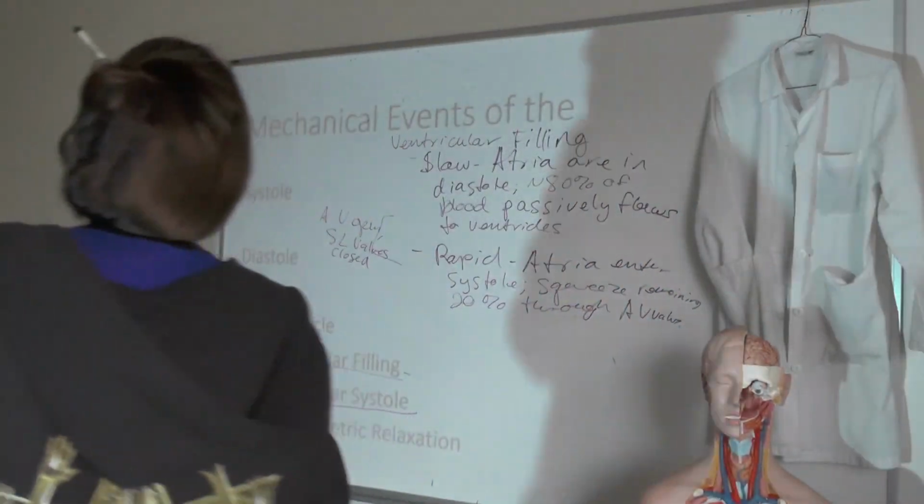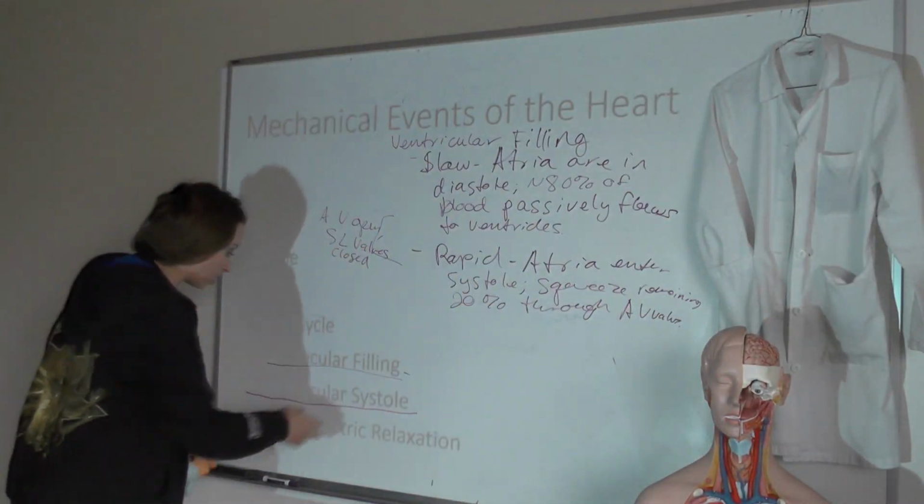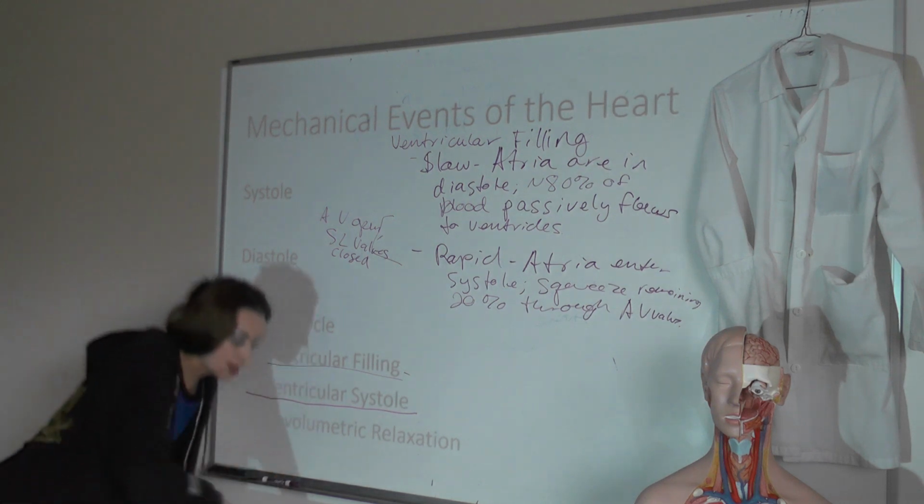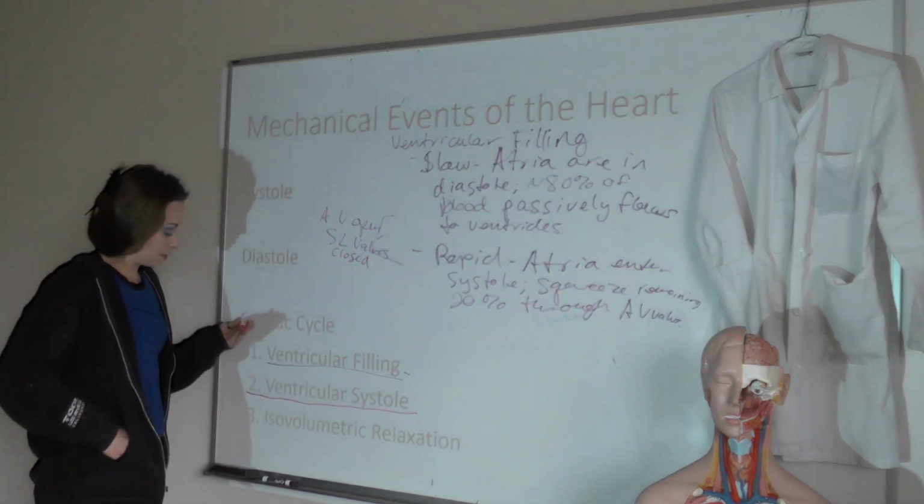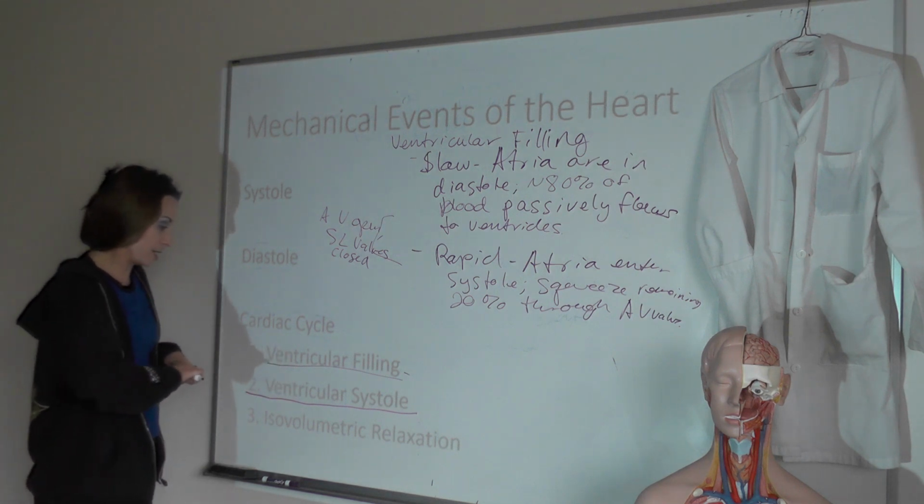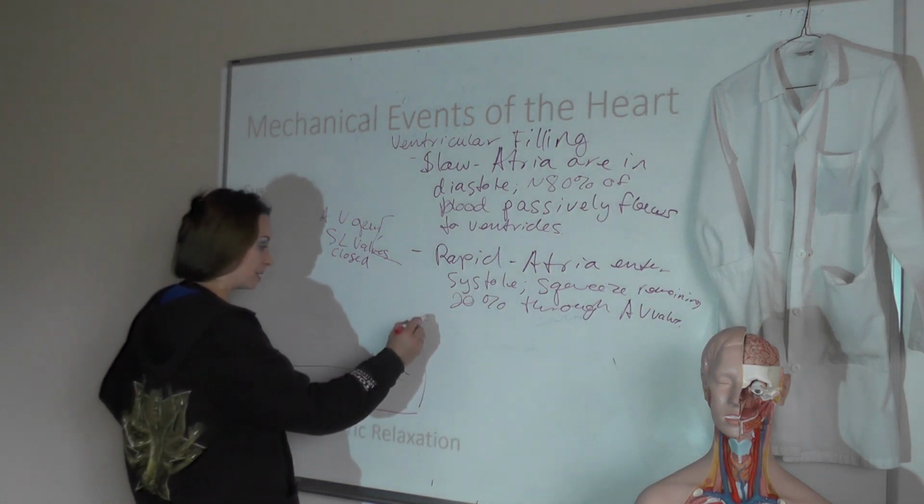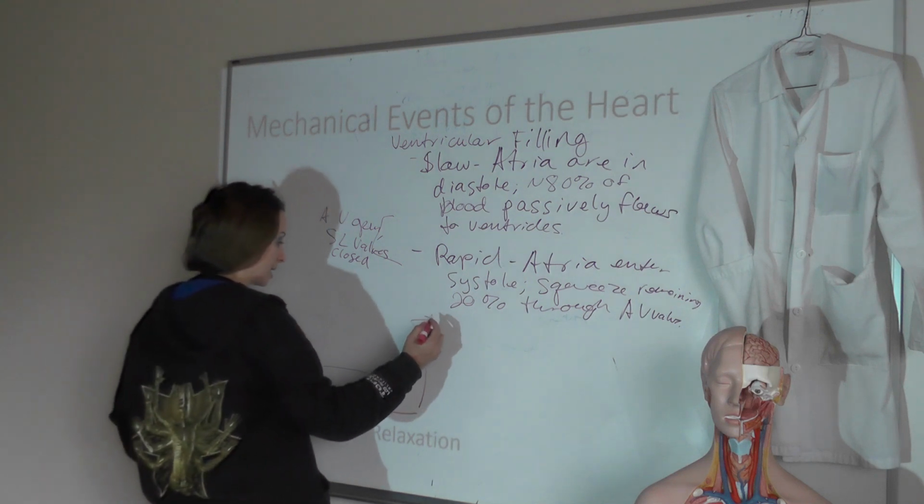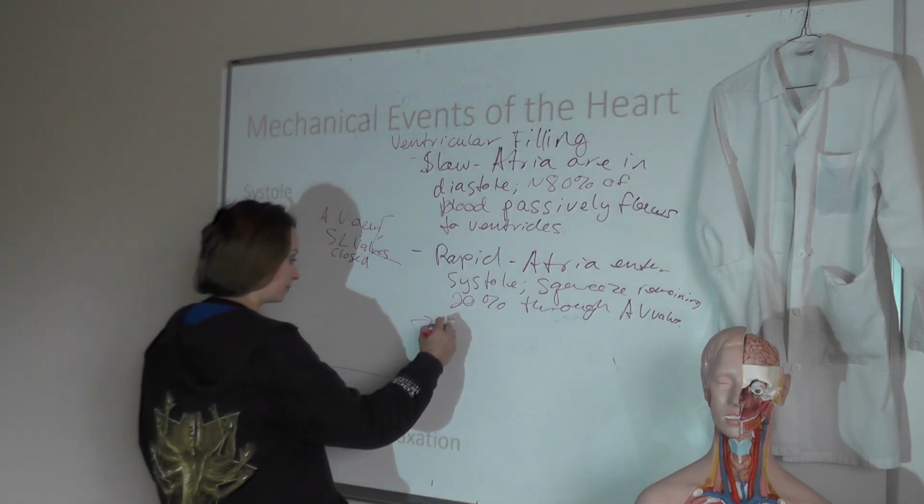So there are two phases to this also. The first phase is what a lot of books will call our isovolumetric contraction. And during that time, our atria enter diastole and our ventricles begin systole.